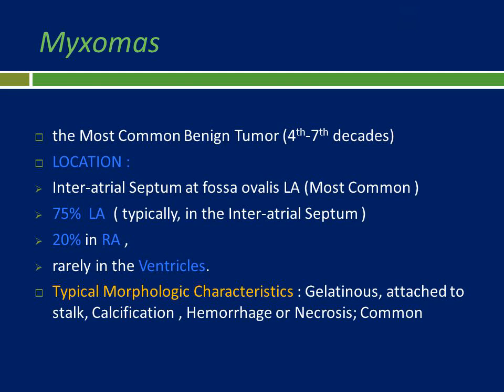Location: interatrial septum at the fossa ovalis, left atrium most common. 75% in the LA, typically in the interatrial septum. 20% in the RA. Rarely in the ventricles. Typical morphologic characteristics: gelatinous, attached to a stalk, calcification, hemorrhage or necrosis.